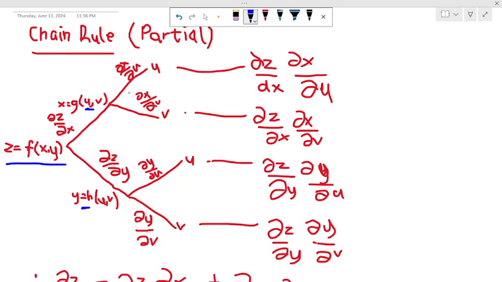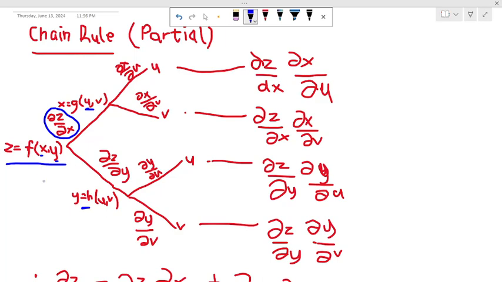going through the tree diagram, we have our function z, and that function depends on x and y, and our y depends on u and v, and our x also depends on u and v. So now we can see that the derivative of z with respect to x becomes a partial derivative. Why are we saying it's a partial derivative? This is because our z is dependent on x and y. So therefore, differentiating z with respect to x becomes a partial derivative.